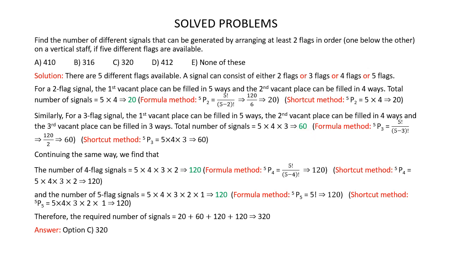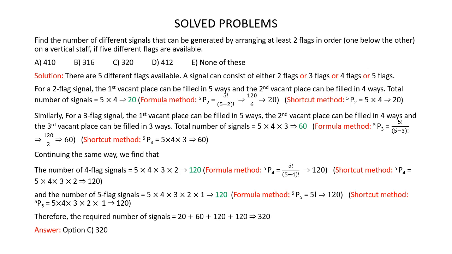Now let's use the formula method. Now since 3 flag signals have to be formed, it means that 3 flags have to be taken at a time out of the 5 available flags. So the number of signals is 5p3. Now according to the permutation formula, 5p3 is equal to 5 factorial divided by 5 minus 3 factorial, which is nothing but 5 factorial divided by 2 factorial. 5 factorial is 120, 2 factorial is 2. So 120 divided by 2 is 60. So 60 three flag signals can be formed.